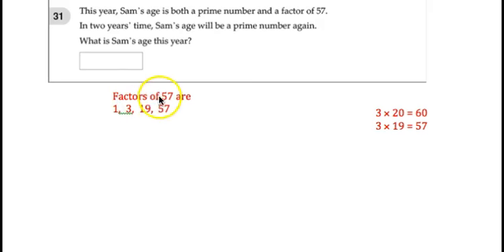Now, because 2 is not a factor of 57, 4 will not be a factor. 5 is not a factor because 57 doesn't end in a 5 or 0. 6 will not be a factor because 2 is not a factor as well. 7, well, we know that 7 8s are 56, so 7's not a factor. 8 is not a factor. 9 is not a factor because 9 6s are 54. 10 is obviously not a factor.